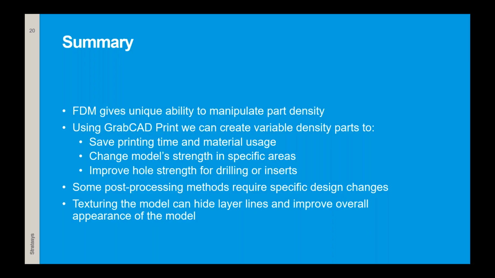So to summarize this session, as you may notice already, FDM gives you the unique ability to change the part density and have it filled with a different percentage. Using GrabCAD Print and original CAD data, we can create variable density parts to save printing time or material usage, depending on what you need and what your application is. You can also change model strength in specific areas, and work with holes. You can improve strength for drilling, or if you want to use inserts.